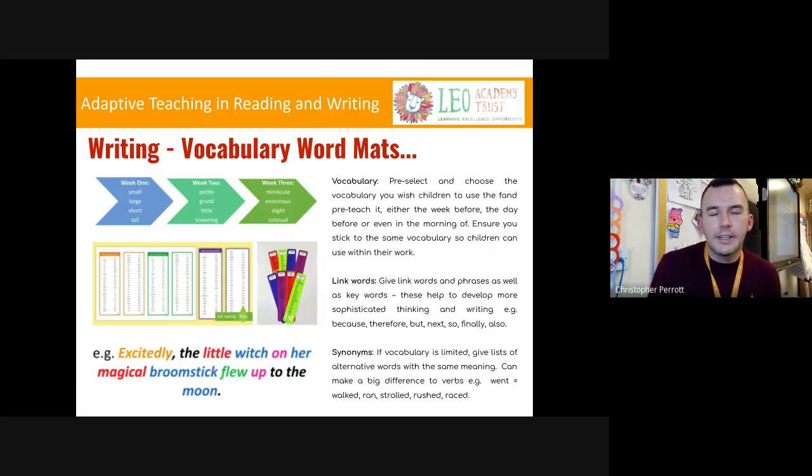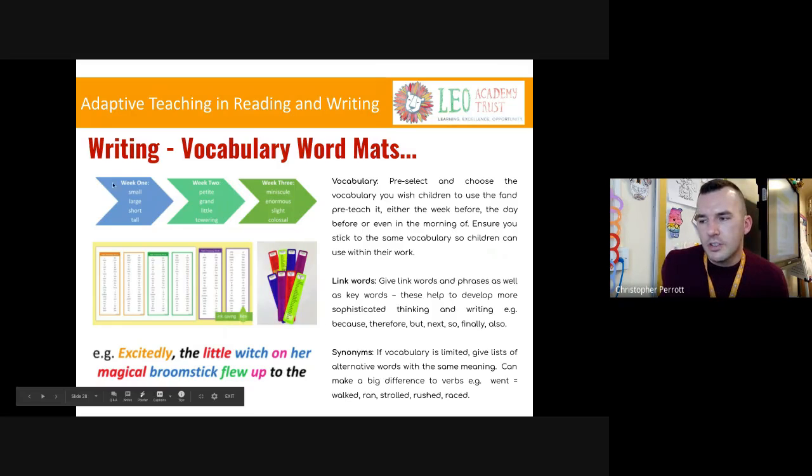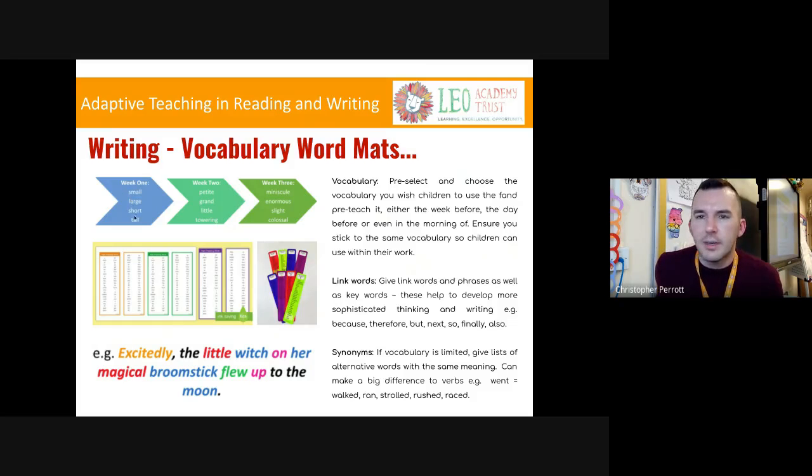So, vocabulary when writing. Introducing vocabulary clearly is really important, and it's important to pre-select and choose the vocabulary that you wish children to use as well. So again, pre-teaching that. One thing that is really nice is using the 1, 2, 3 approach. And again, it can be done over weeks or it can be done over days. But what you're doing is introducing the simple vocabulary, or I should say the fundamental common vocabulary, and then you're building it up into trickier, more difficult versions.